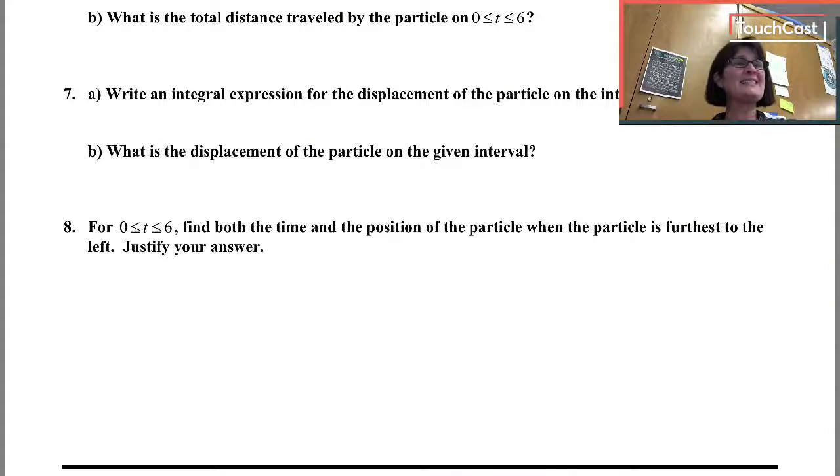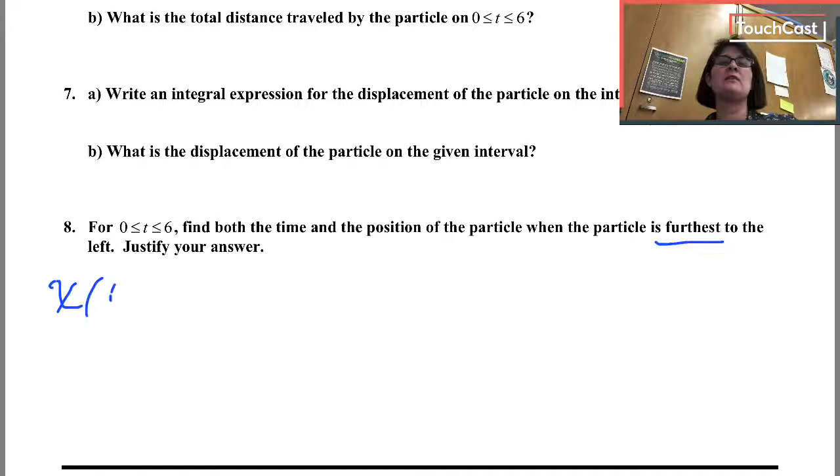All right, for question 8, this is an optimization question. Notice this word, furthest. That's a superlative. So I need to figure out when the particle is furthest to the left. That means I'm going to need an expression, a function that gives me the position. Well, I don't really know a formula for v of t, but that doesn't mean I can't write an integral function that describes the position.